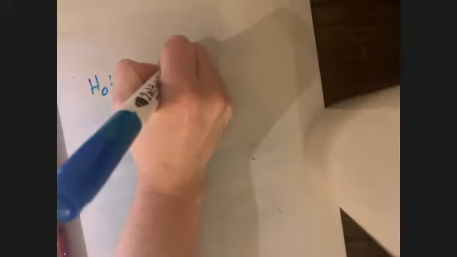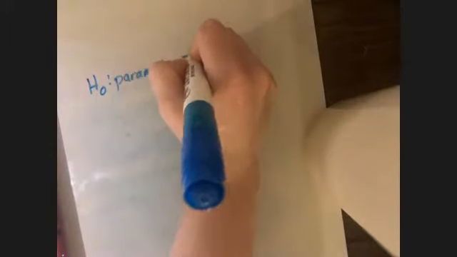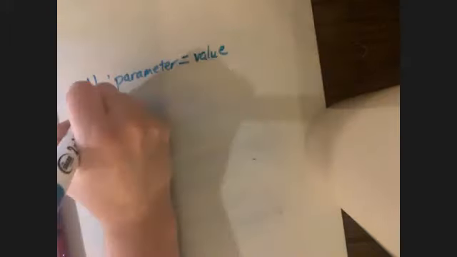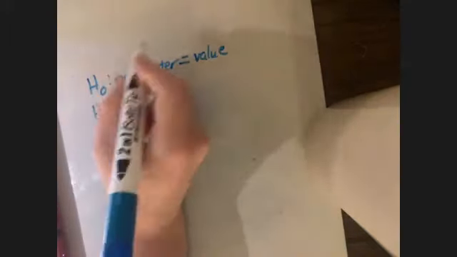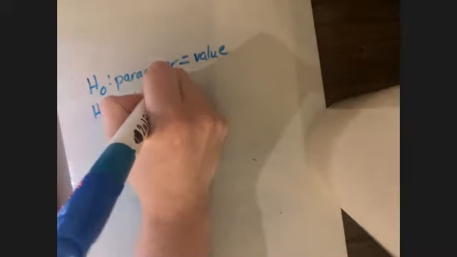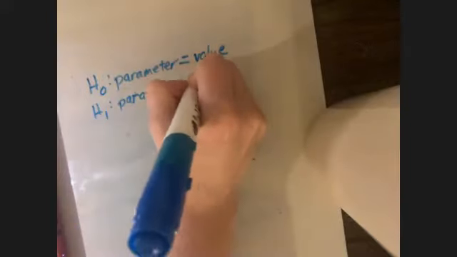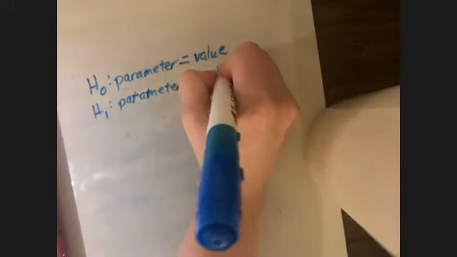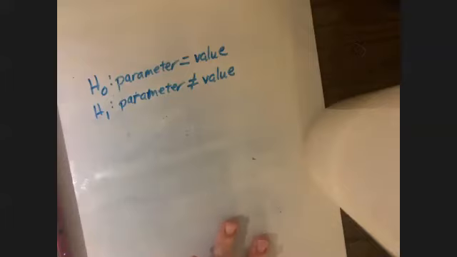Okay, so what happens is, and I'm going to do these in their partner pairing so that you can see all this stuff together, okay? So if we have that H naught, a parameter, is equal to a value, and H1, or the alternative, is that the parameter is not equal to the value, okay?